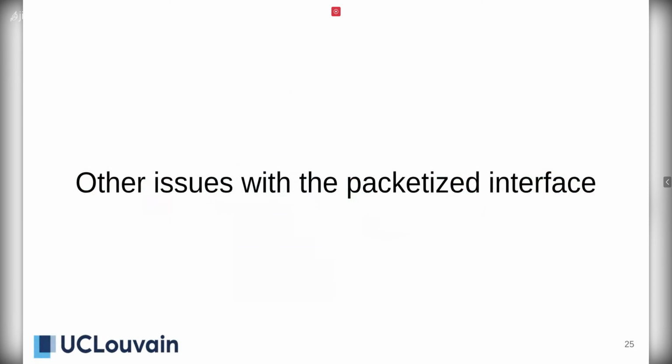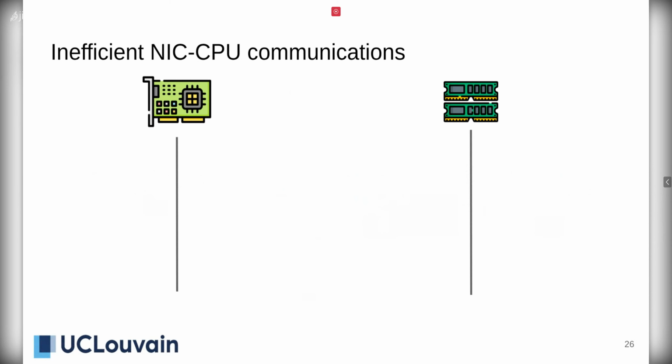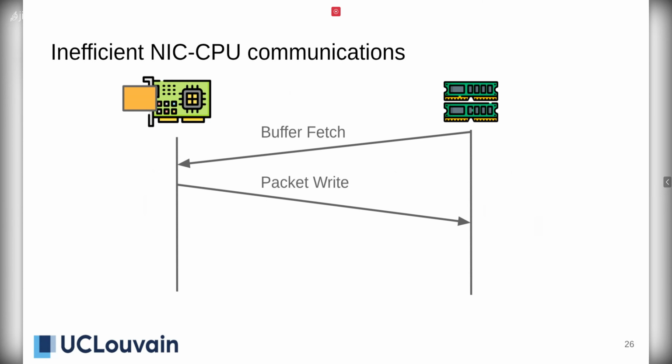So now I will continue with some other limitations of the packetized interface I started to describe before. One other issue with this interface is the communication pattern between the NIC and the CPU, or the NIC and the GPU. Imagine that a new packet arrives. To receive this packet, the NIC needs to first read the buffer. When it has read the buffer, it can write the packets, and then it can write the descriptor. And so for every packet that needs to be received, you have this round trip.